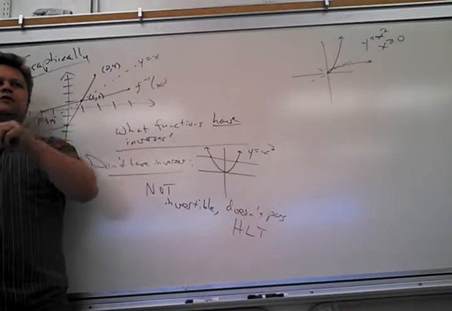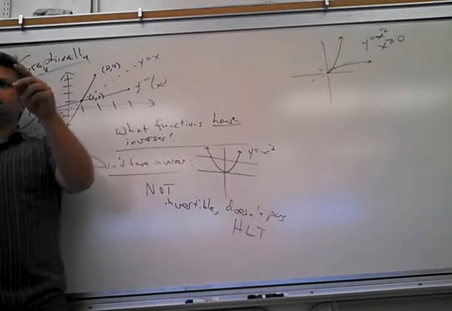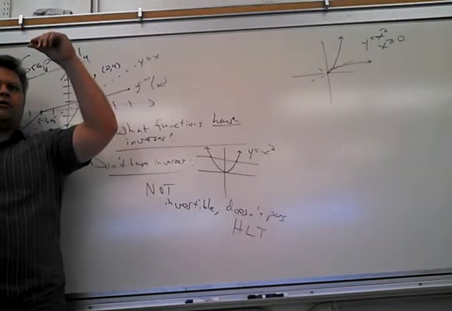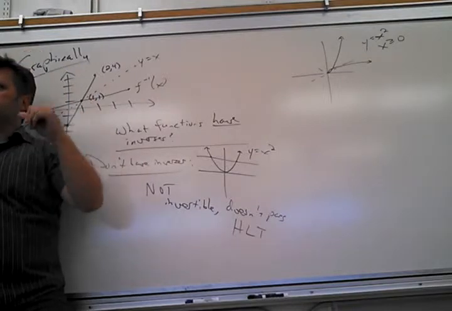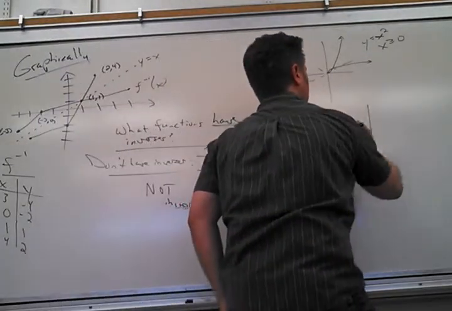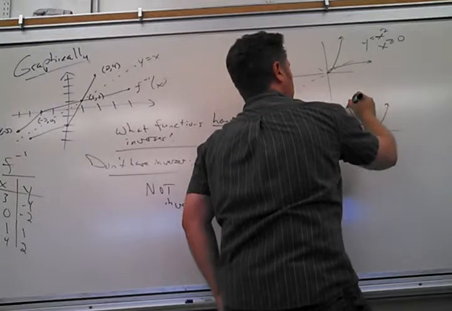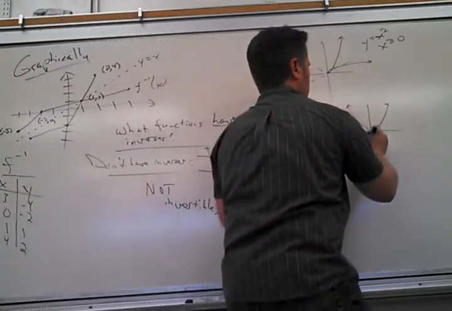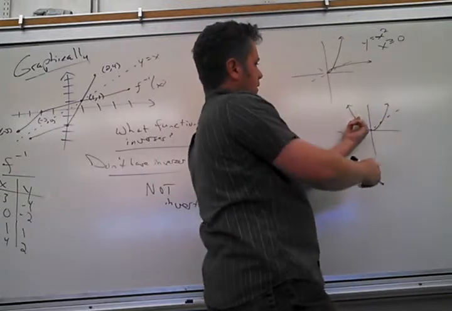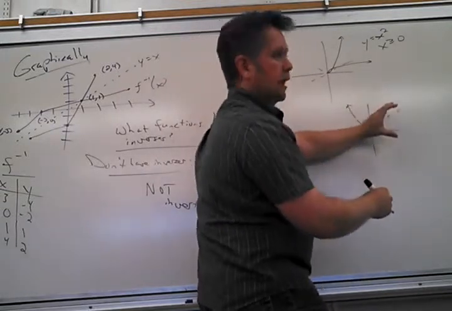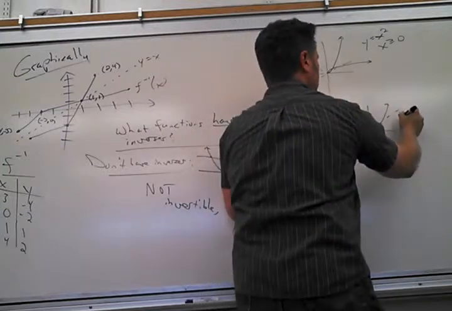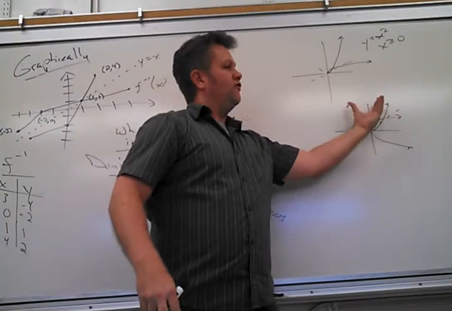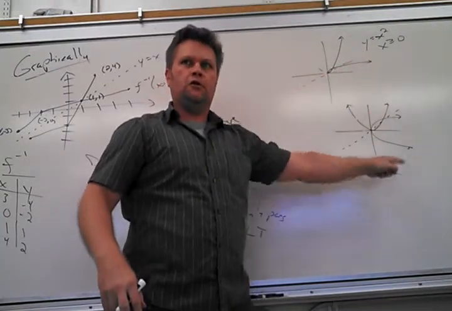In order for an inverse function to exist, I have to have only one output for every input and one input for every output. Another way to look at this: if I flip that whole picture over this line, it would look like that. Is that even a function? No. So I can flip it and then check it with a vertical line test.